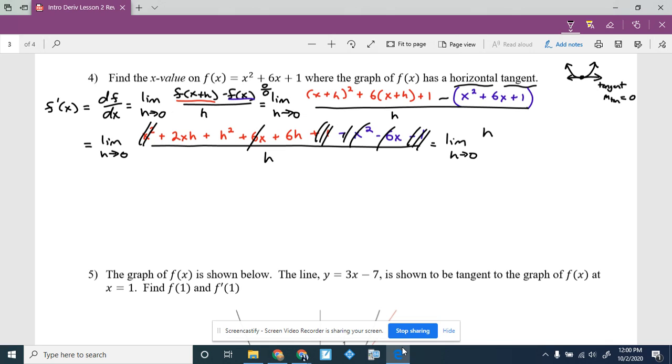So I'm going to factor that h out, and I'm going to get h times 2x plus h plus 6, all over h. Now, why did I do that? Well, now I can take these h's, and they're basically like factors. They divide to 1, so they can get crossed out.